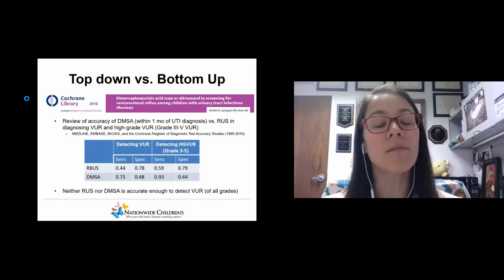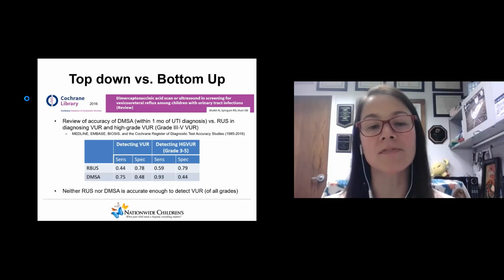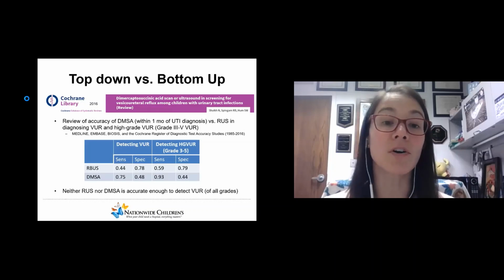There has been a large meta-analysis to review the accuracy of DMSA compared to renal ultrasound in diagnosing reflux and high-grade reflux. These authors found that for detecting reflux overall, renal bladder ultrasound has a pretty low sensitivity, which we already knew, but also DMSA has a really low specificity. And this holds true even with trying to detect high-grade reflux. So they concluded that neither ultrasound nor DMSA is accurate enough to detect reflux of all grades.